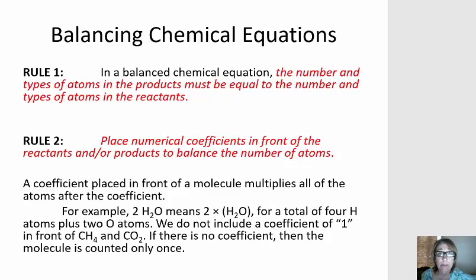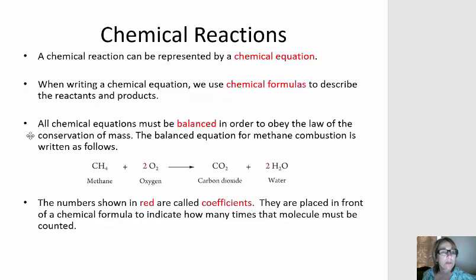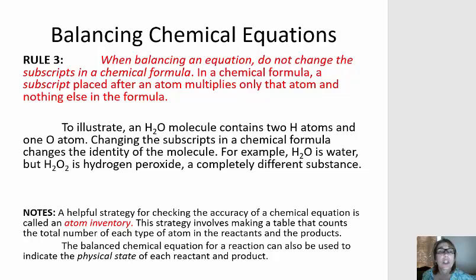To balance it, you change the coefficient in front of the chemical formula. You have the authority to change that coefficient to whatever value you need to change it to so that the number of atoms of each element is the same on each side of the arrow. When you balance a chemical equation, you never ever change the subscript.